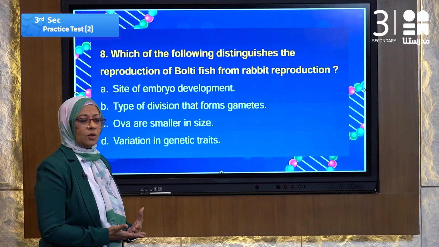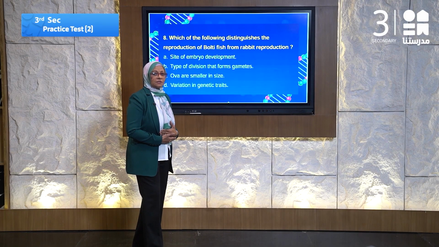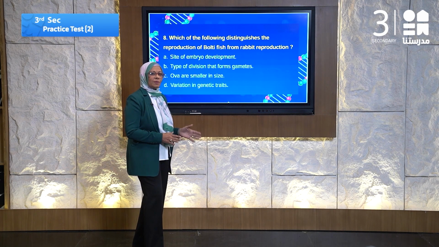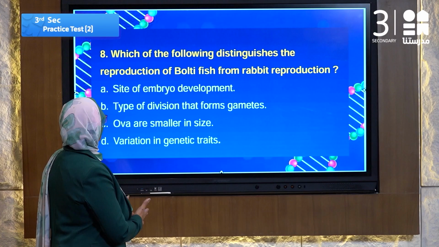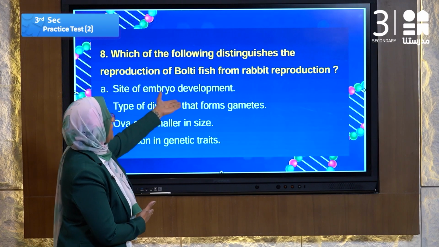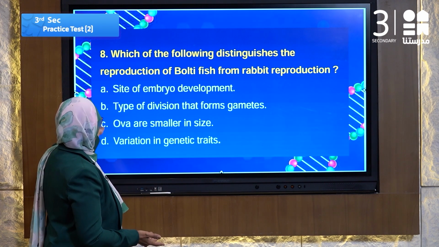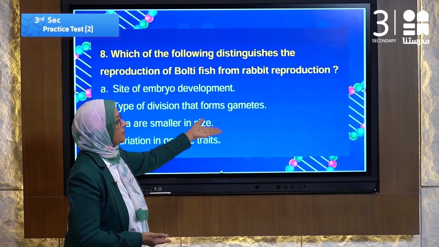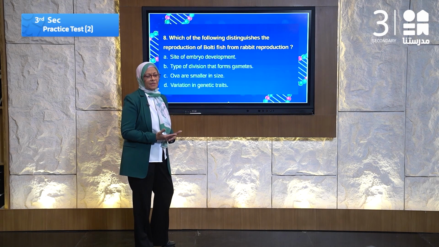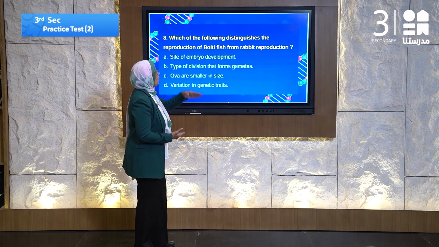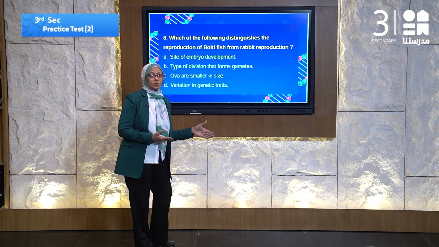A rabbit is a mammal which can incubate the baby for a long time inside its body, maybe 3 months, I don't know, maybe less than 3 months. Let's read the choices. A, site of embryo development, ovary. B, types of division that form gametes. It must be meiotic division. In all living organisms, meiotic division forms gametes with half the number of chromosomes.